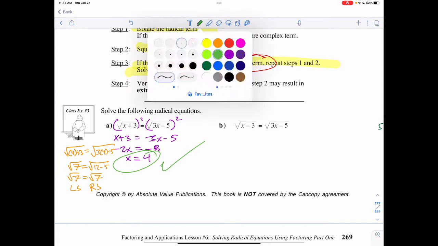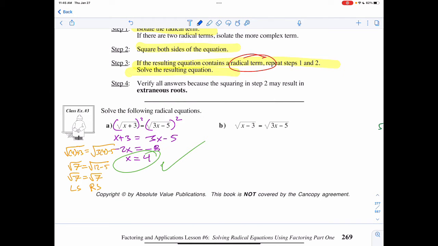What about the next one? I'm going to square both sides because the radical is isolated. This is going to give me x minus 3 is equal to 3x minus 5. I'm going to subtract 3x from both sides and get negative 2x, and add 3 to both sides to get negative 2. And x is equal to 1.